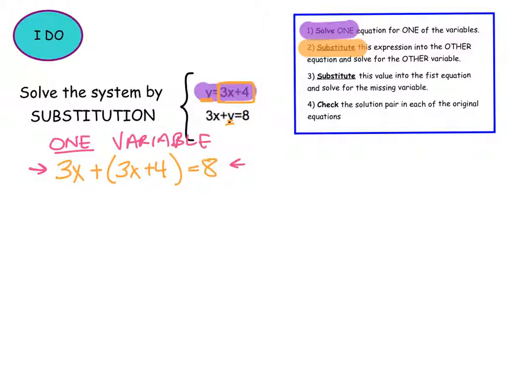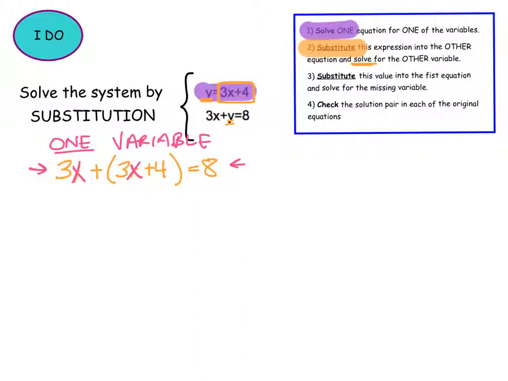If you get here and you still see x's and y's, we must have substituted incorrectly. So then you want to go back and try again. However, because I only have one variable, I only have x's, I'm off to a great start. And I can solve this because we have to solve for the variable.